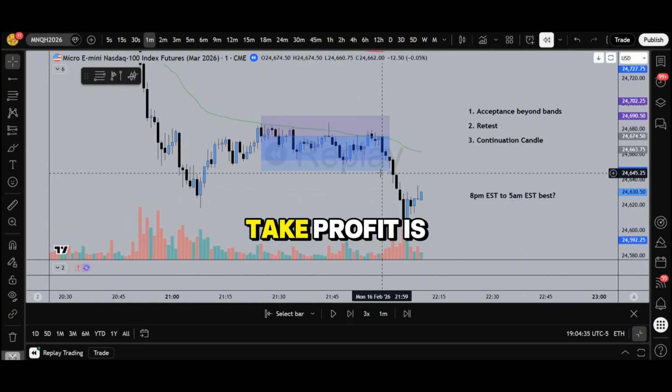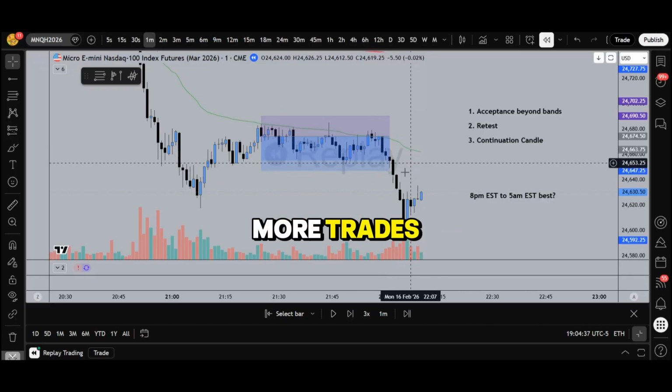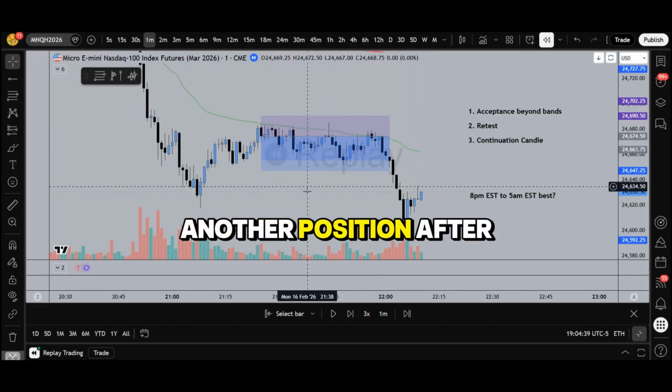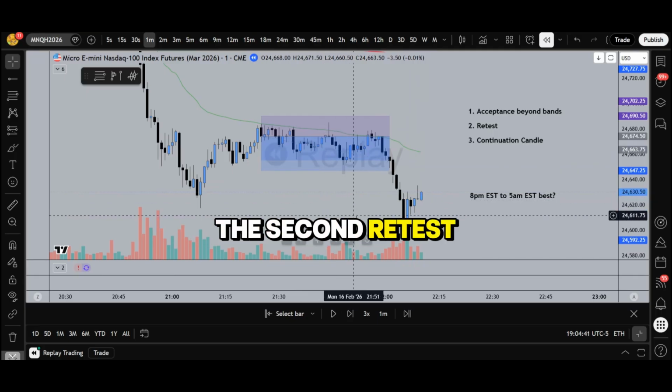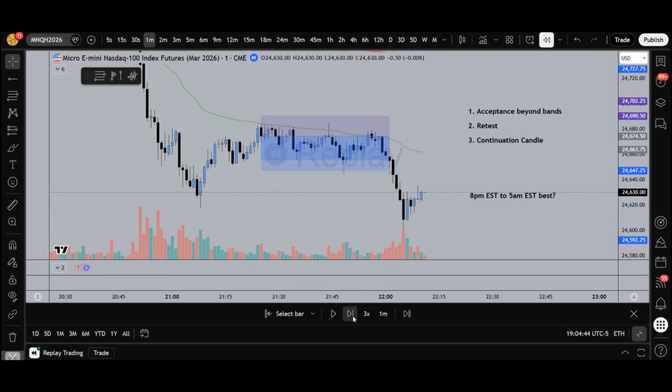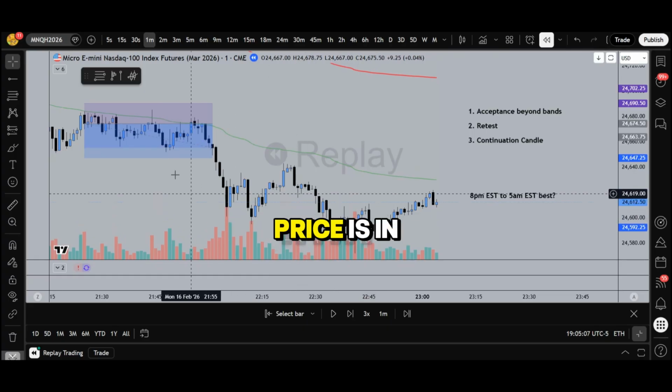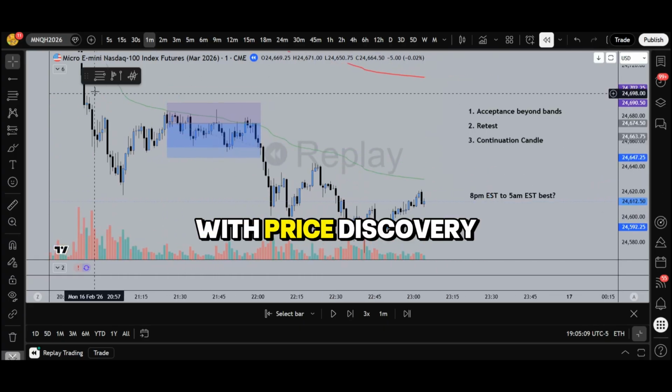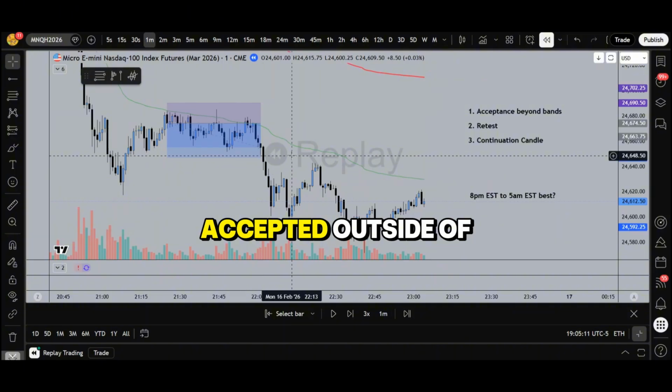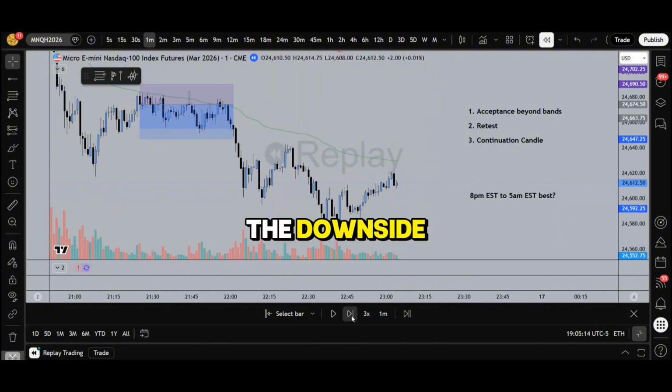So after the take profit is hit, then we can start looking for more trades. We would not enter another position after the second retest. We just let the trade play out. And so as you can see, price is in a strong downtrend with price discovery now that we're accepted outside of the bands to the downside.